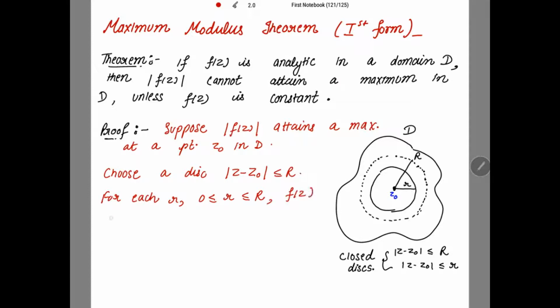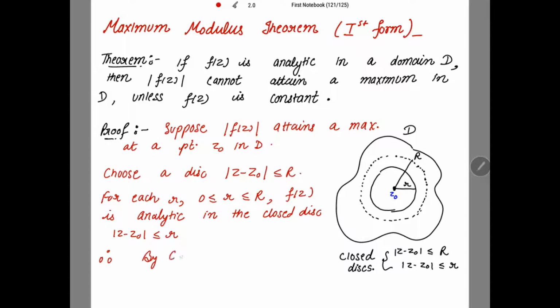This function f(z) is analytic because the function is given to be analytic in a domain D. So it is also analytic in the closed disk. So the function f(z) is analytic in the closed disk |z minus z0| less than or equal to small r, because we are talking of a small r. For each small r we have this closed disk. Alright. So can I use now the Cauchy's integral formula? The Cauchy's first integral formula.